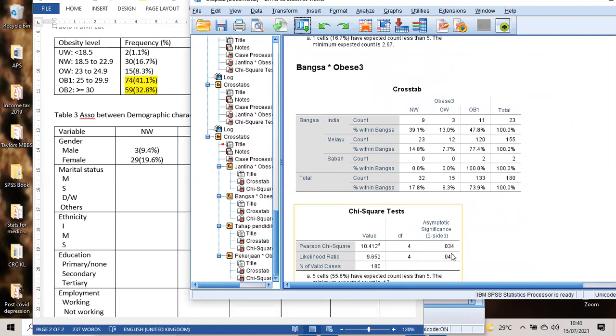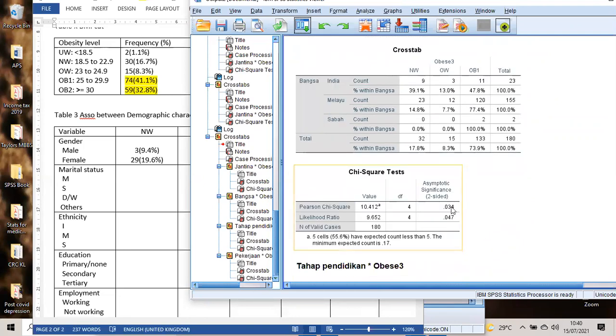Does it make a difference? Yes. Is the p-value less than 0.05? Yes. Now, there is one assumption in this chi-square test. The minimum expected count must be at least 1 for a sample size of 100 and above. This count must be at least 1. Why is it not? Because look at Sabah. The number is very small, right?